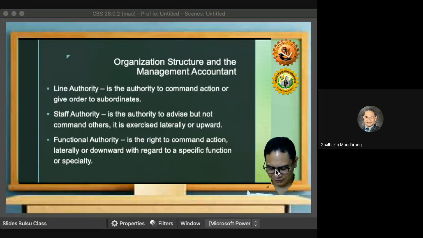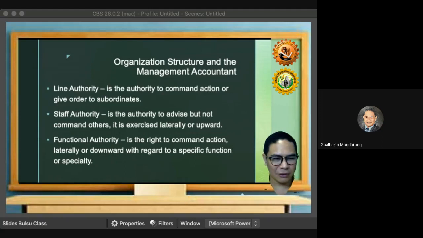Pero meron din naman functional authority. Minsan meron ding functional authority ang mga management accountant. But this is not always his authority. Ang kanyang always authority is yung staff. Because his primary function is to provide advice to other departments for them to make decisions.